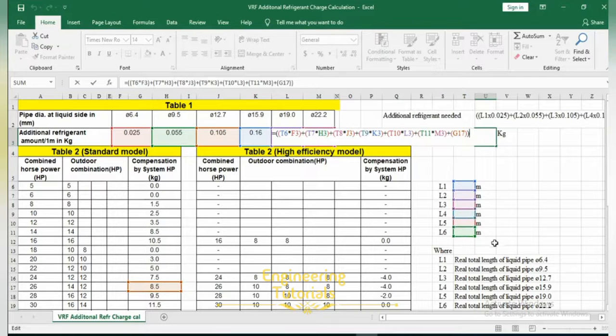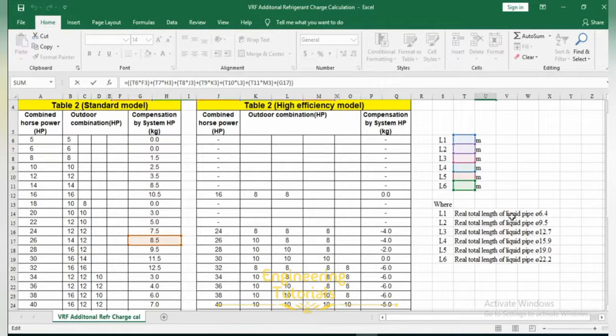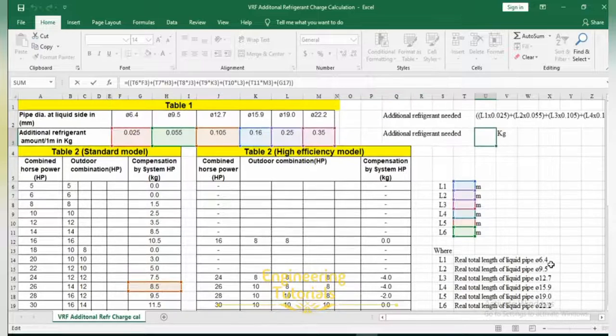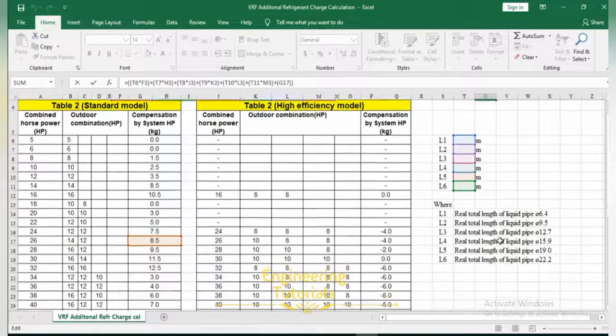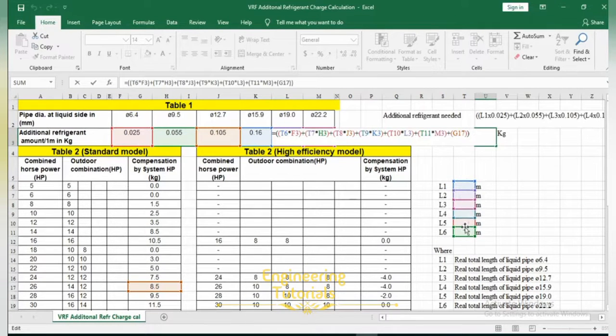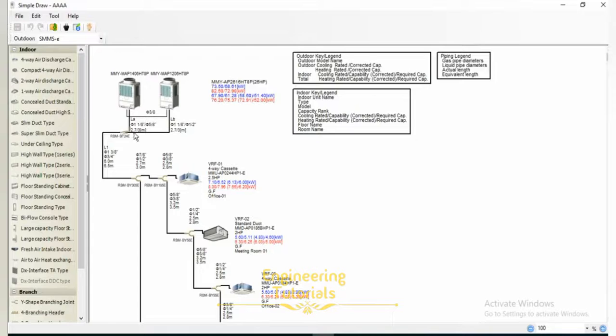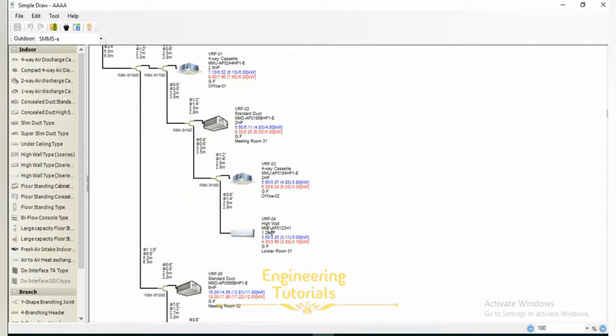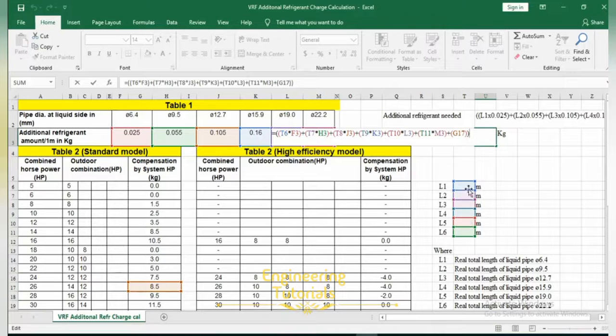These are the real lengths. As you can see over here, real total length of the pipe dia 6.4 mm, real length of the pipe dia 9.5 mm, and till L6, that is real total length of liquid pipe dia 22 mm. These are the calculations we have to perform for the liquid side, not for the gas side. That's why it's written real total length of liquid pipe dia 22 mm, L6 length. All of the lengths we will provide over here are the real lengths used in our software.